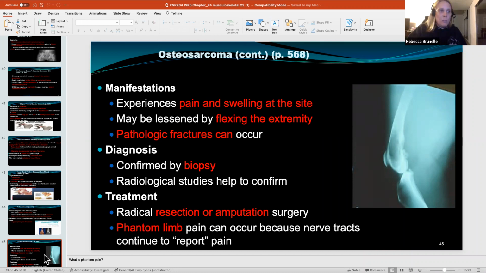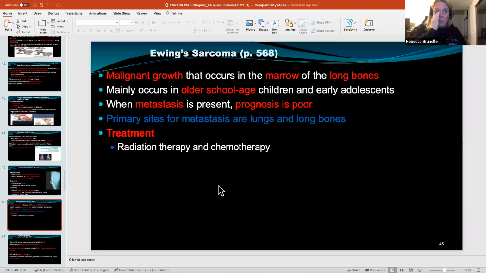So the other bone cancer is the Ewing sarcoma. This one is more responsive to radiation and chemotherapy, so you're not necessarily going to need to have an amputation. It is also possible to have metastasis, and if that happens, the prognosis is poor. And it's the same if it goes somewhere else. The first place it usually goes is the lungs.